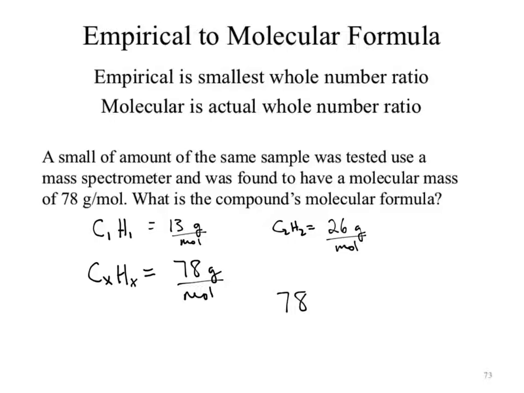Take 78 and divide it by 13. You get 6. What does that mean? 6 of the C1H1s fit within CXH6, which means X is 6, and my molecular formula is C6H6. If I divide the molecular mass by the empirical mass, I get the whole number ratio by which I have to scale everything up.